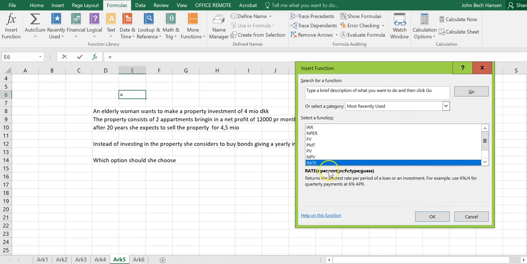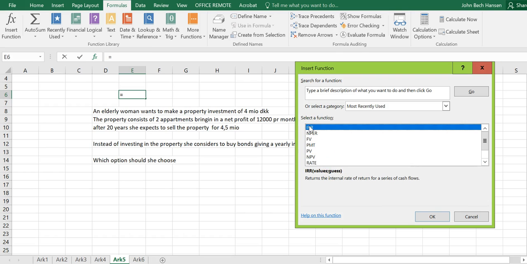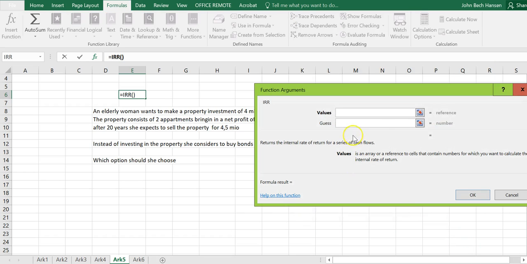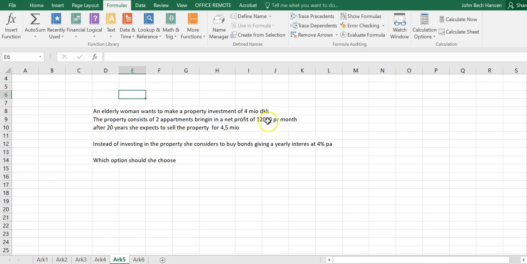If we take rate, it's the same payment every year. Internal rate of return, well, here you can continue to put in different values. If we, for instance, said, well, the first year they will only bring in 10,000 per month, and the next year they will bring in 12,000 per month, and so on. But now we are calculating on 12,000 per month in all 20 years. So let's see what is the return on assets or internal rate of return in this situation.